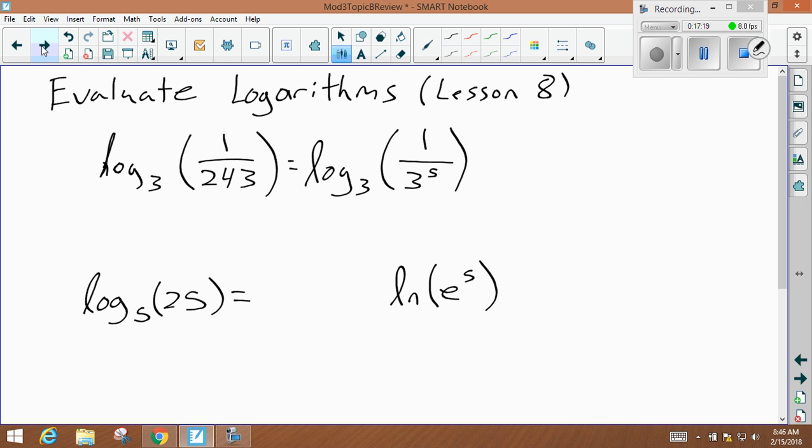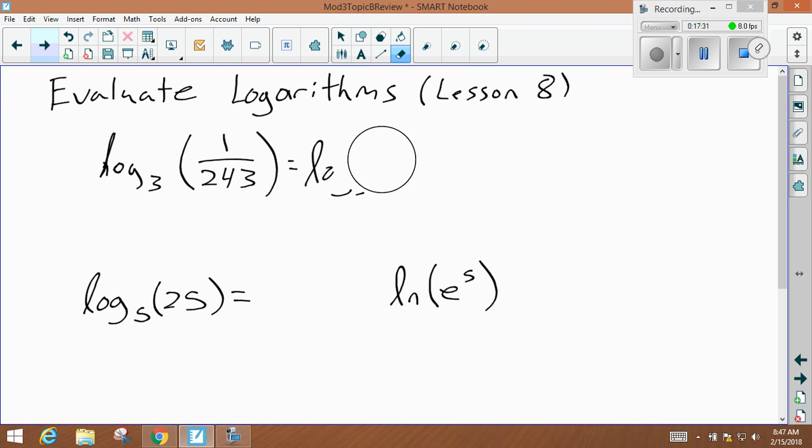Next thing you're going to have to do is evaluate logarithms. We were just learning about logarithms, and we're doing that what-power thing, right? So, sorry, I skipped a step in there. We need to say 3 to what power is 1 over 243. And at first you're like, I don't know, something.